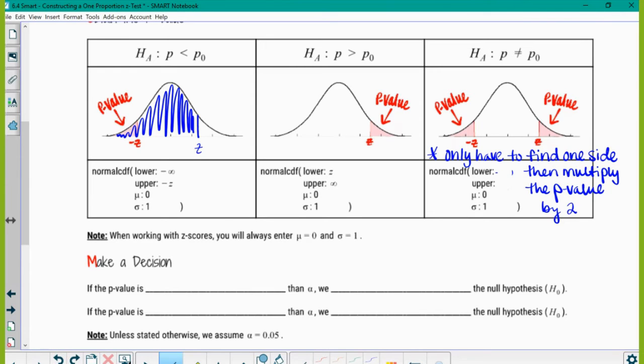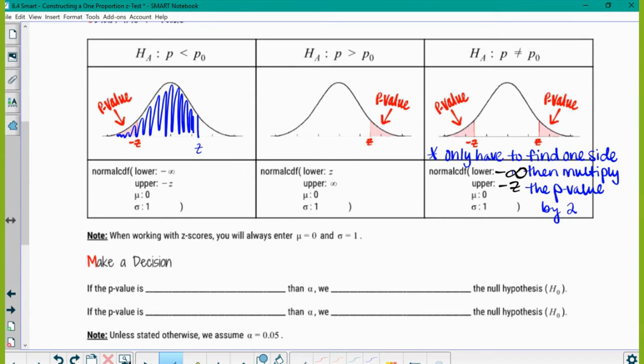Pick whichever one you want to do. I'm going to do negative infinity to negative z. You could easily just as well find z to positive infinity. Whatever value you get, multiply it by 2. And that's going to give you your p-value. And just a reminder, p-value is going to be the probability of selecting your sample if the null were true.